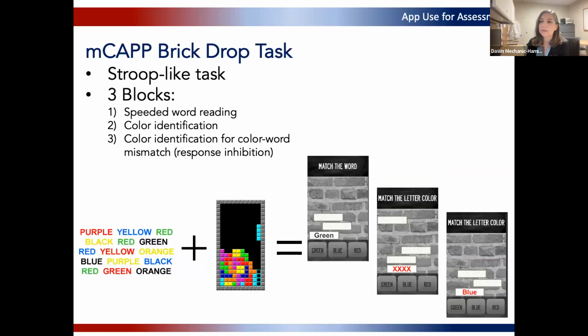So the second of the 3 tasks is a combination of a gamification and the Stroop test. So if you imagine Tetris, but a Stroop version, that's what this is. And it's got 3 different blocks. The first one is speeded word reading. So matching the word that's there with the buttons at the bottom. The next is the colors. And the next one, of course, is the response inhibition task. So here identifying the word, the color, and not reading the word. And so that was the second one. We really wanted to have a reaction time and response inhibition task.